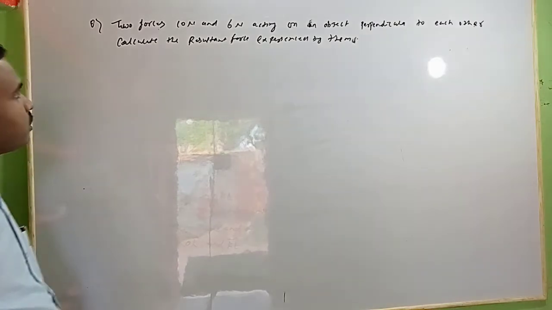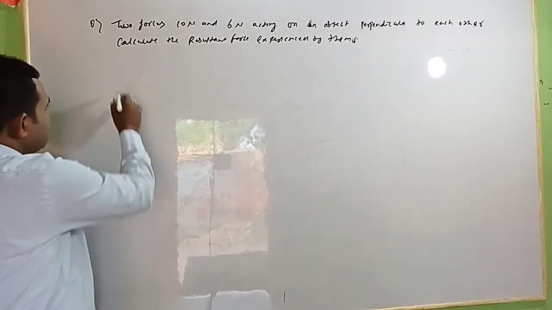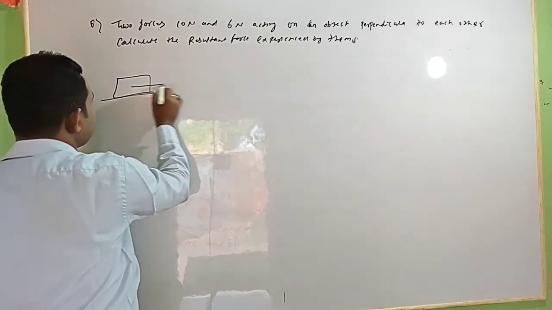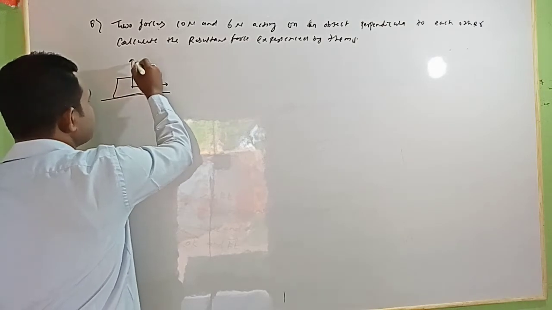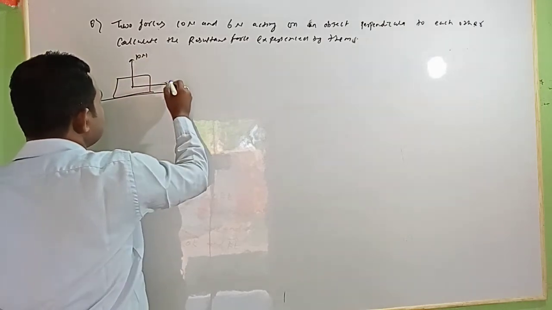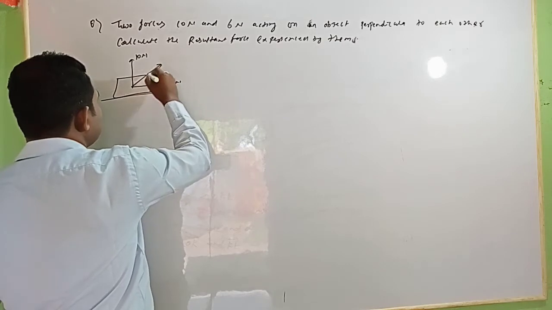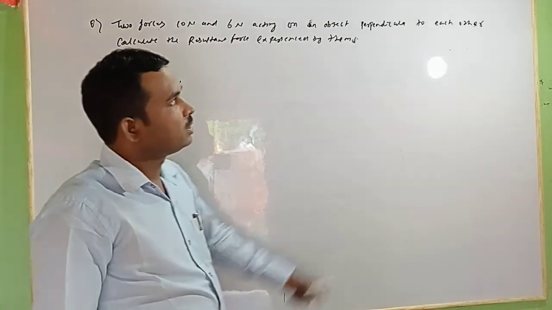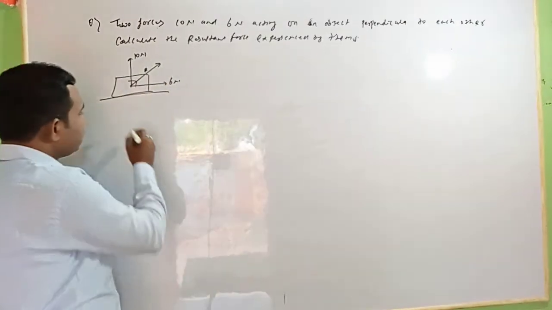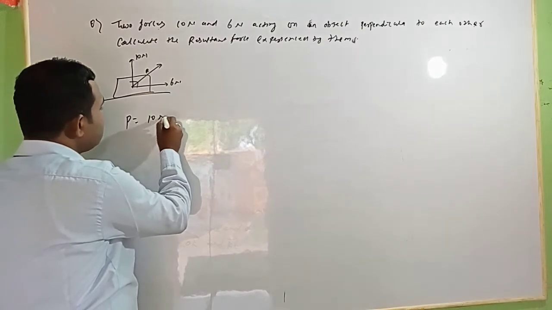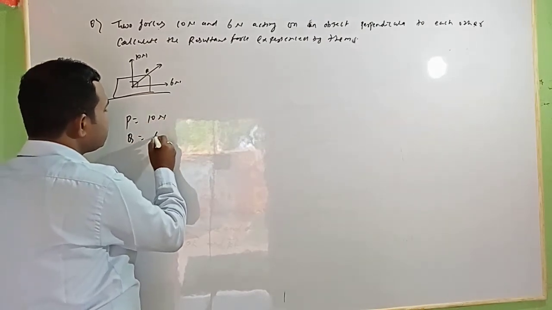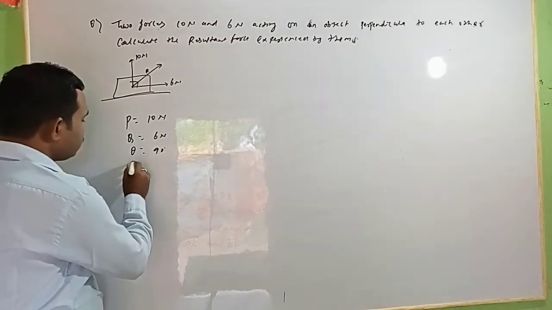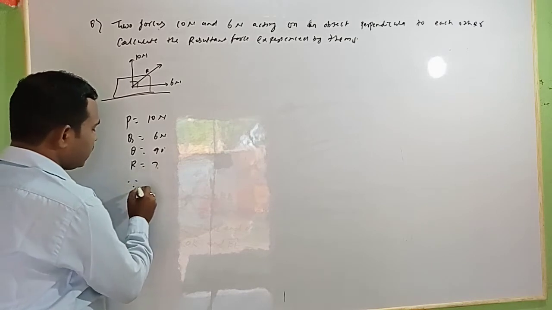It means two forces are acting on the object. There is the object, and one force acts here and another force acts there. Suppose one is 10 Newton and the other is 6 Newton. So what will be the resultant that you have to calculate? And here is given the angle between them. Perpendicular means 90 degrees. So P is equal to 10 Newton, Q is equal to 6 Newton, and theta is 90 degrees. You have to calculate R, and you have the formula.